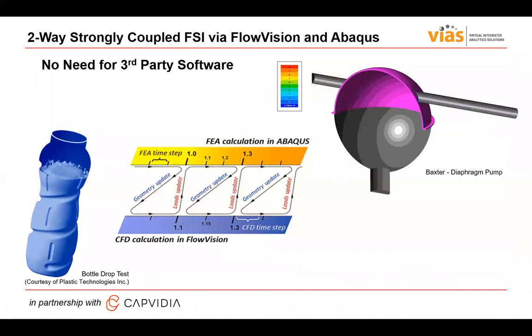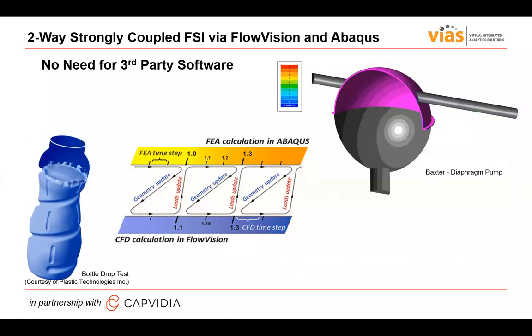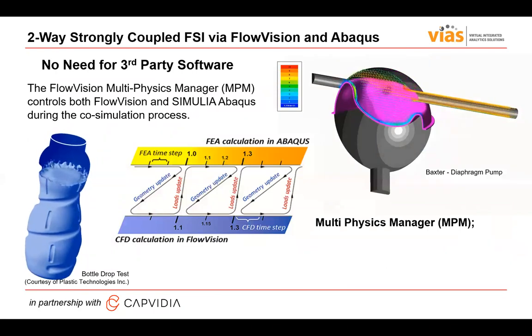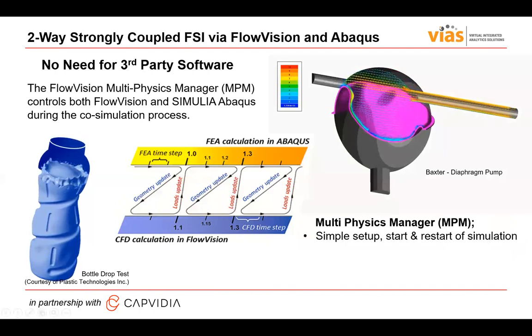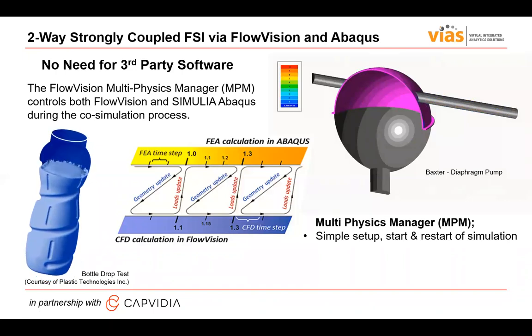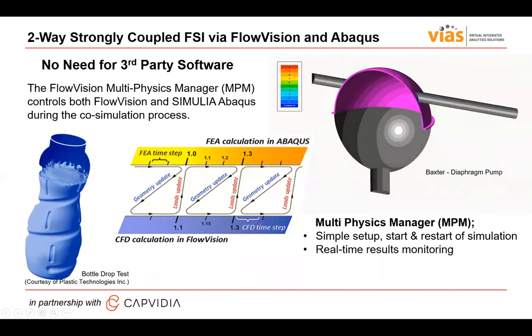So the next question is how we do this. First of all, one of the messages is that there is no need for third-party software to match CFD and finite element codes. What we have instead is what we call the multi-physics manager, which controls both FlowVision and Abaqus software during the co-simulation process, and which allows a very simple, smooth setup, start or restart of simulation, which are sometimes assumed to be burdens for FSI, and also allows real-time results monitoring.